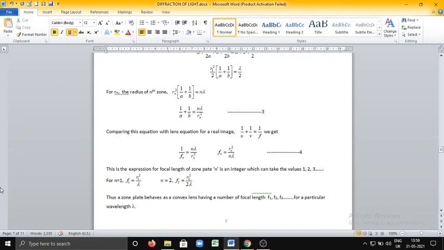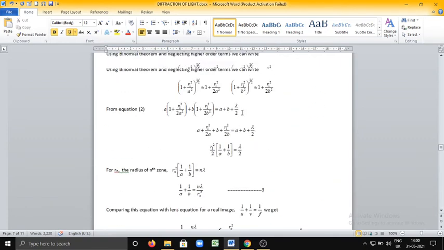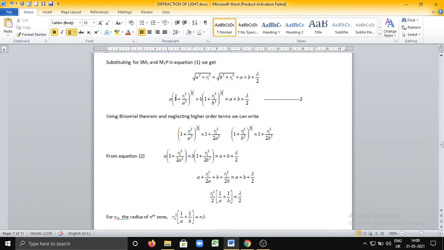Multiple focal lengths. For n is equal to 1, we can write f1 as r1 square by lambda. For n is equal to 2, f2 as r2 square by 2 lambda, and so on. Thus, a zone plate behaves as a convex lens having a number of focal lengths f1, f2, f3, etc. for a particular wavelength lambda. In case of a convex lens, you will get only one focal length for one wavelength. But here, for one wavelength, you will get multiple focal lengths. Now, this explains the working of a zone plate.